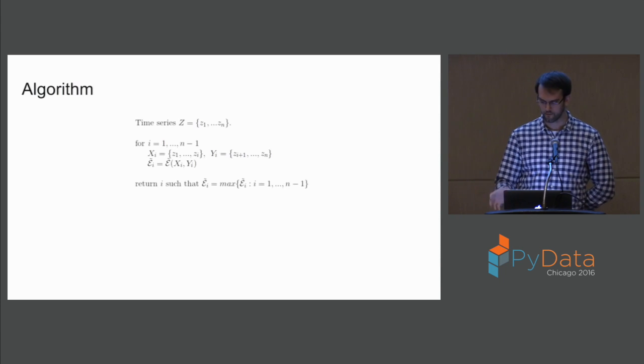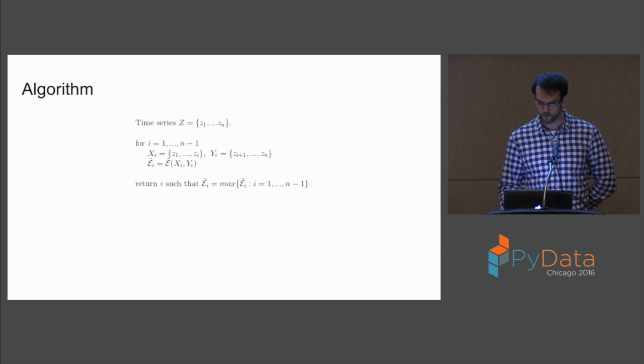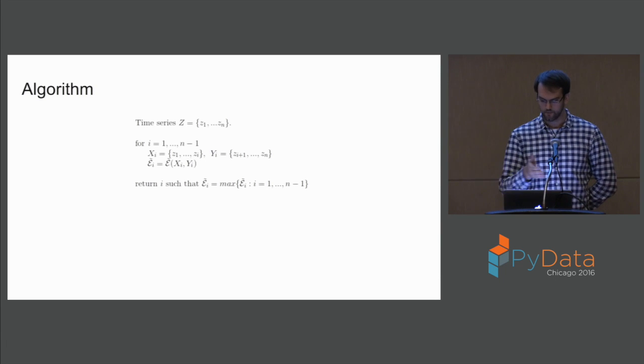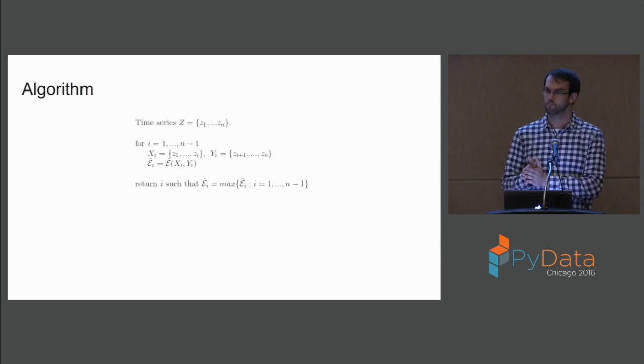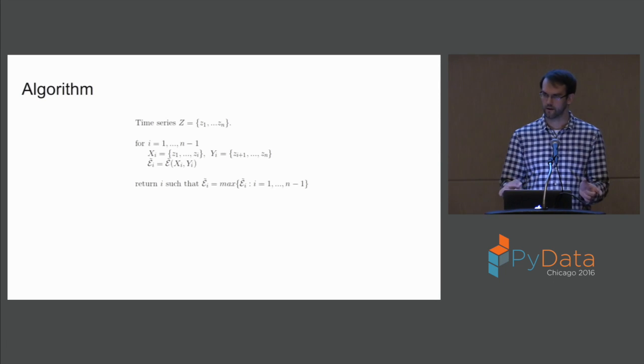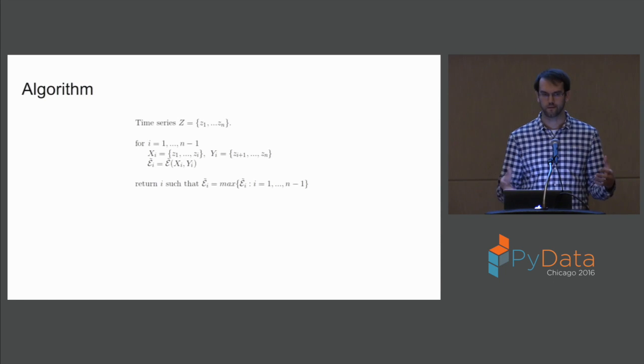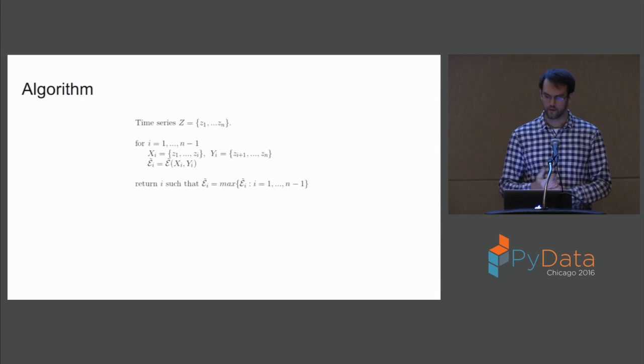All right, so now that we have all that, the algorithm is fairly short. If you have your time series, z1 through zn, we just iterate through the time series, iterating i over 1 through n minus 1, and we split z into different segments, xi and yi, and those are our different random variables. We plug those into that robust energy distance, calculate that for every split, and then we find the maximum energy distance.